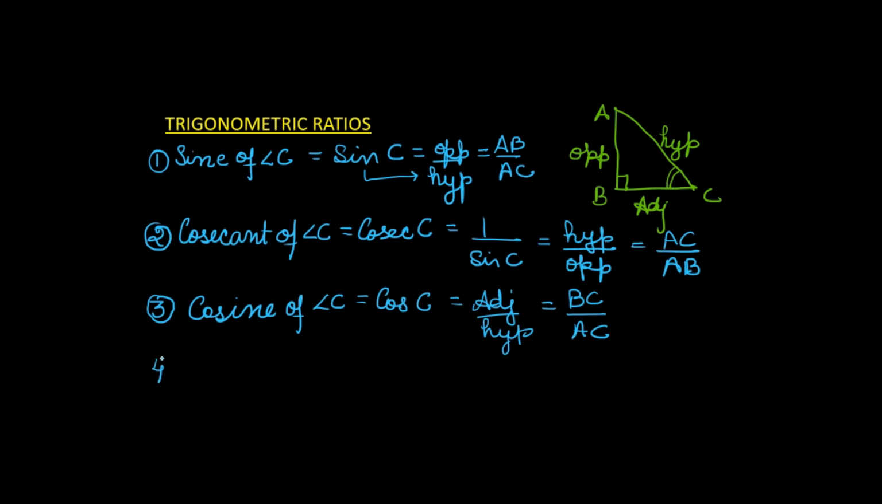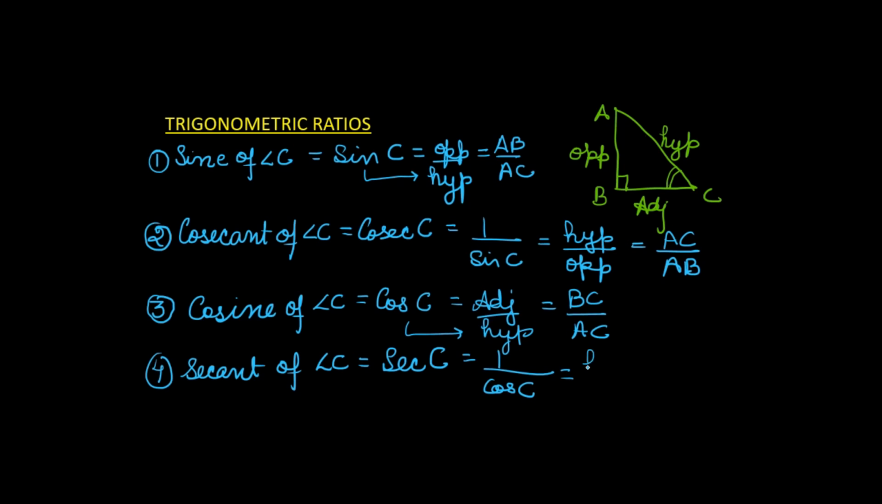The fourth trigonometric ratio is secant of angle C, which is abbreviated as sec C. Sec C is the reciprocal of the trigonometric ratio cosine of C. Cosine of C is adjacent over hypotenuse. So, sec C will be hypotenuse over adjacent, which is equal to AC over BC. I hope these four trigonometric ratios are clear.